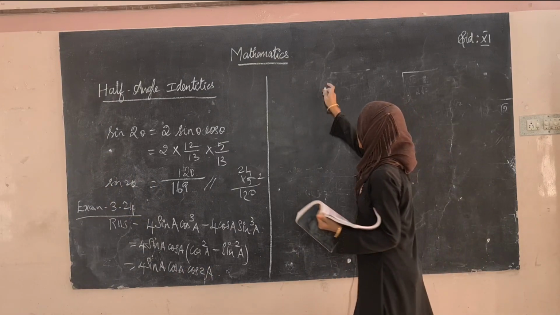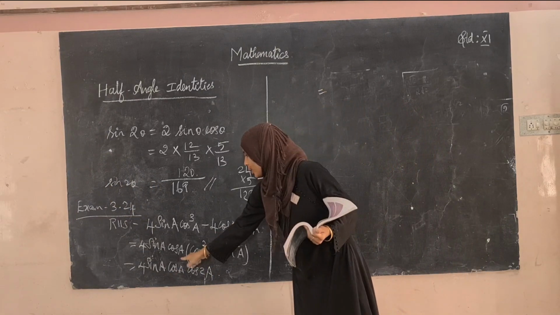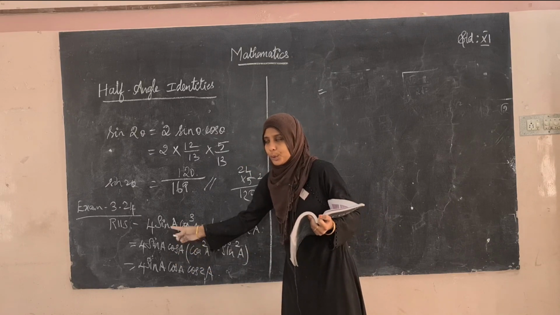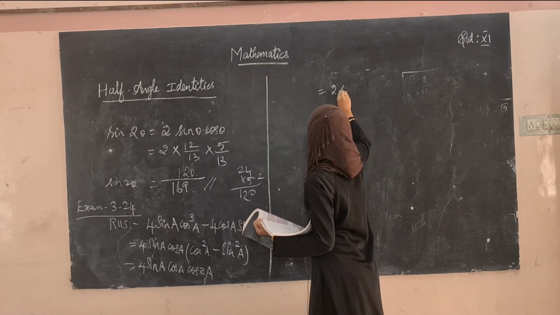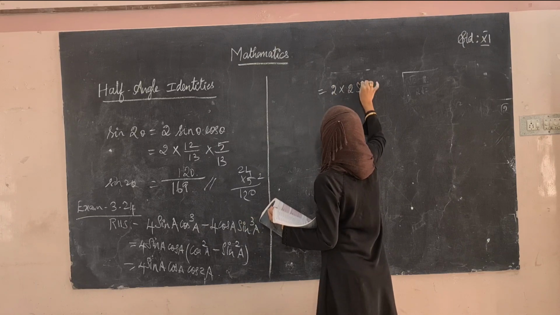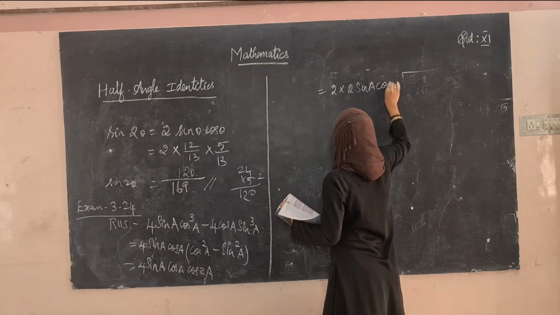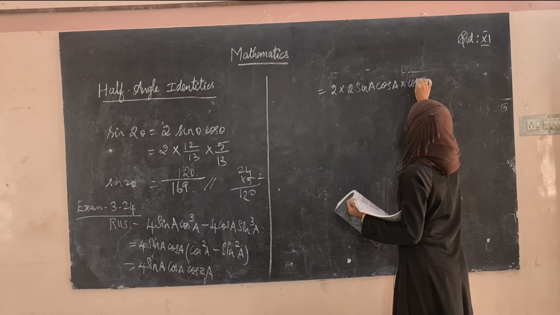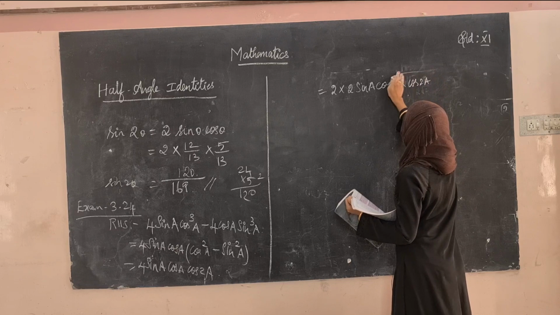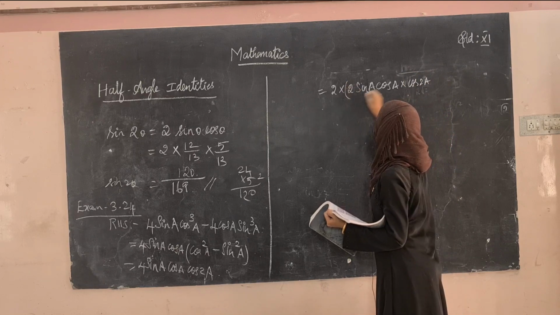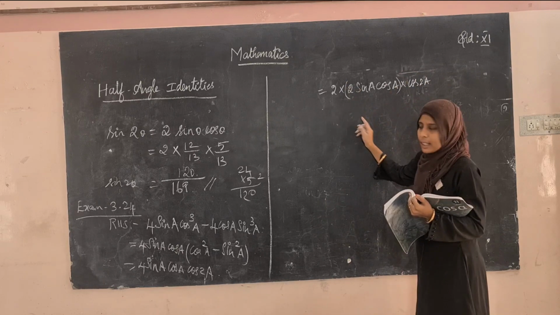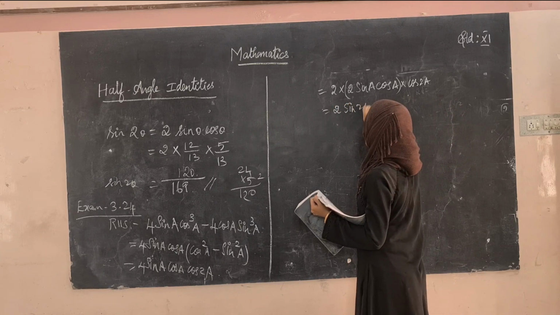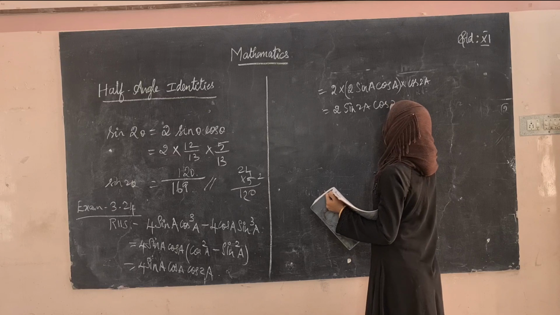Okay, see here, what's the thing that we are having here? 4 into sin A cos A. So split that 4 into 2 into 2. That is 2 into sin A cos A into cos 2A. Split the term like this. So bracket this. So this can be written as sin 2A, right? Which is equal to 2 into sin 2A cos 2A.